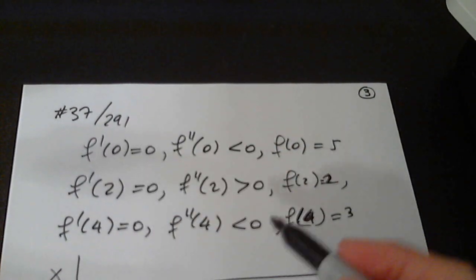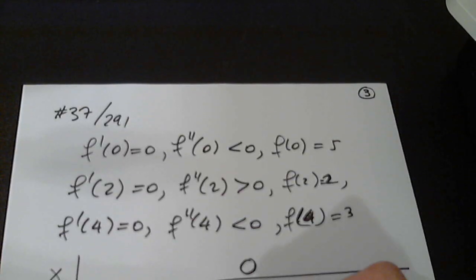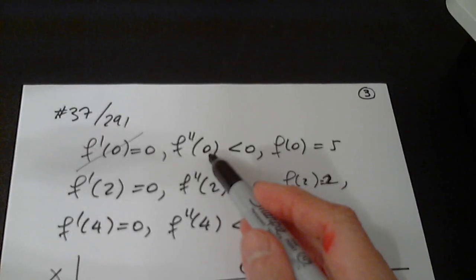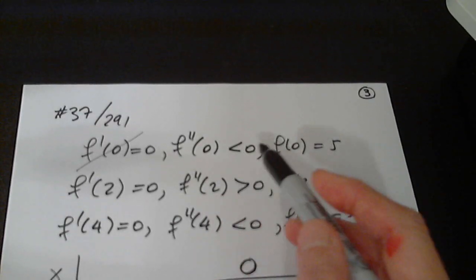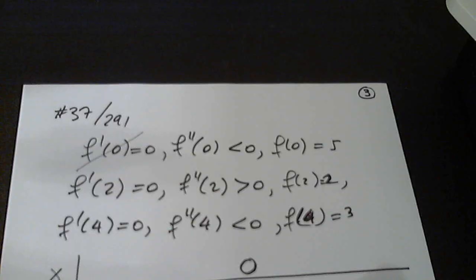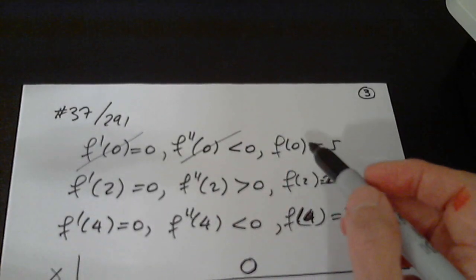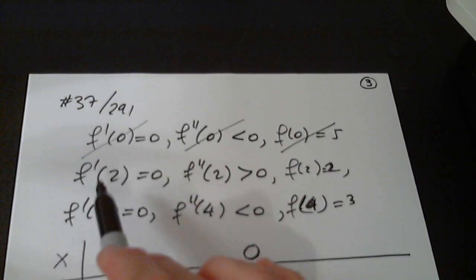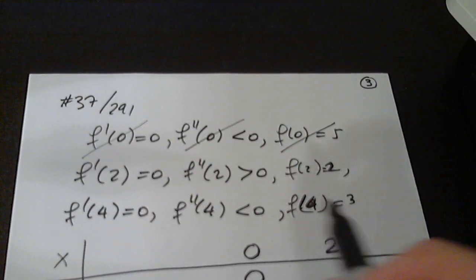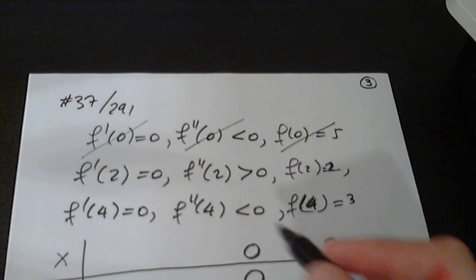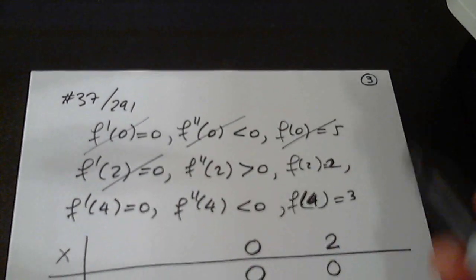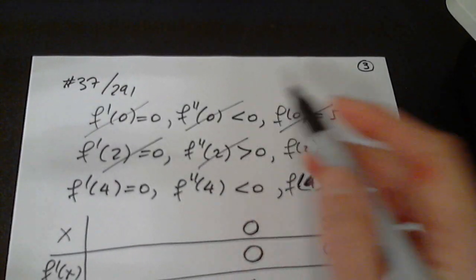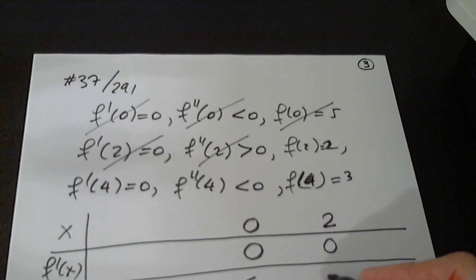F prime of 0 is 0. Done. F double prime of 0 is less than 0. Done. F of 0 is 5. Done. F prime of 2 is 0. Done. F double prime of 2 is positive. Done. F of 2 is 2.